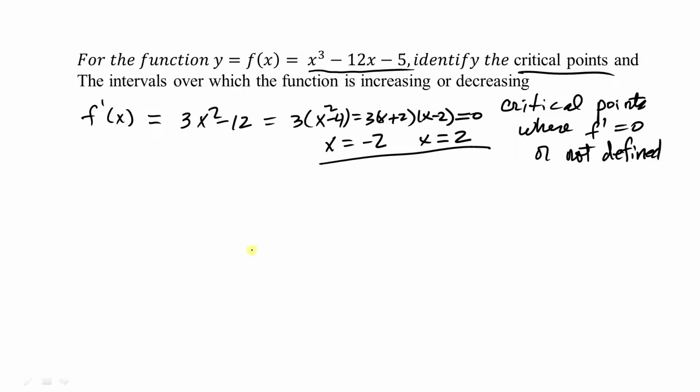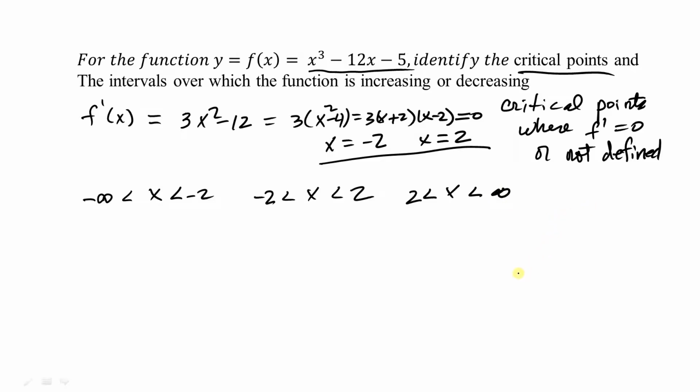So the first step when you're looking at the intervals where a function is increasing and decreasing is to look at all these critical points and divide up the number line between minus infinity and the first 0, which is minus 2, and then between minus 2 and the next critical point, which is plus 2, and then between x equals 2 and infinity.